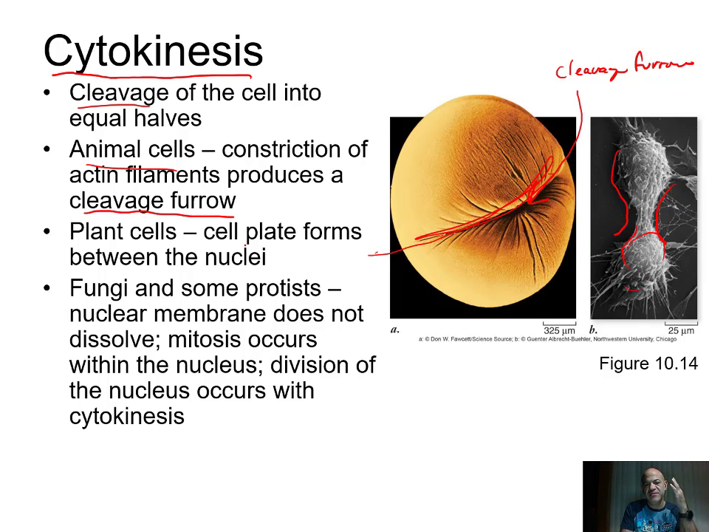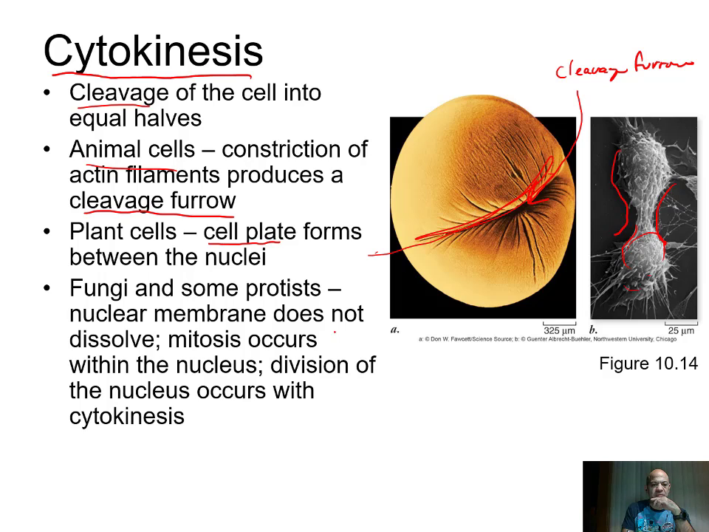Now remember, plant cells and other cells that have cell walls, instead, what's going to happen is you're going to form a cell plate in the middle, and then from that cell plate you build a new cell wall. So the cells can't pinch off in the middle because of the rigid cell walls that were there.